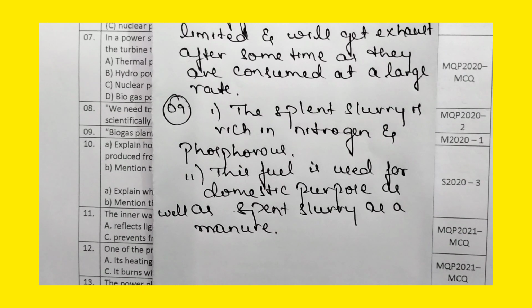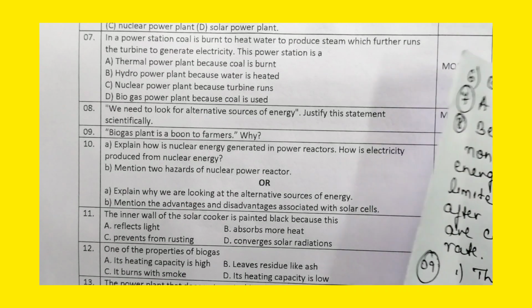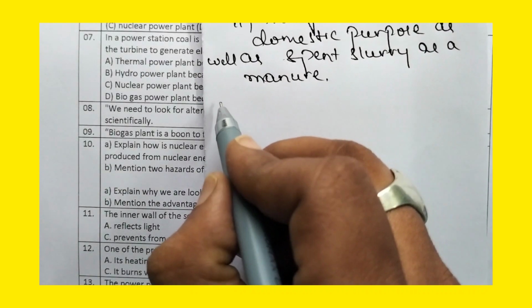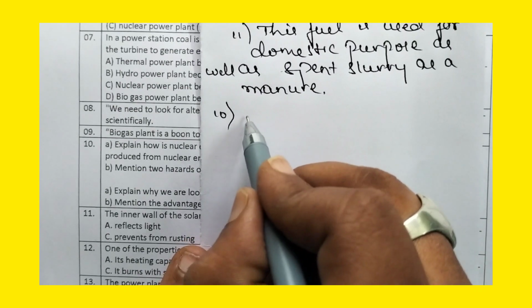So now let us move to the next question, that is question number 10. Question number 10 is like this. Explain how nuclear energy is generated in power reactors. How is electricity produced from nuclear energy? Mention 2 hazards of a nuclear power plant. So now let us answer both the questions. There is an internal choice question as well. Explain how nuclear energy is generated in power reactors. So let us answer it.